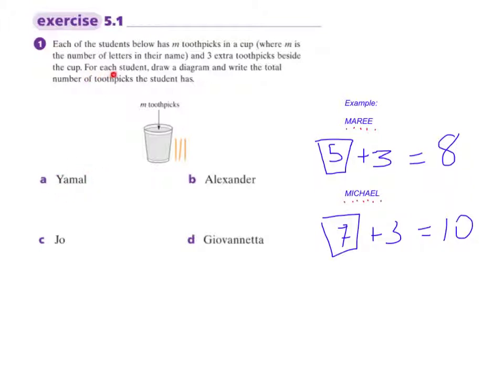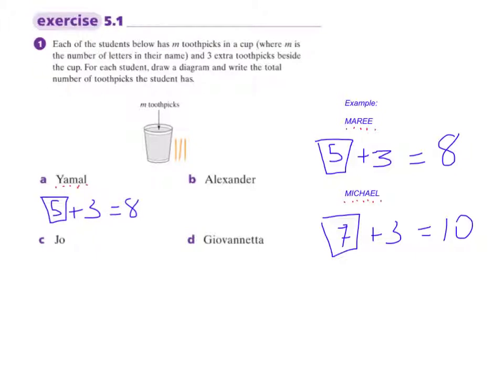Now it says for each student, draw a diagram and write the total number of toothpicks the student has. So how I've done it here is the setting out that I expect. So what we've got is Yamal. How many letters has Yamal got? He's got 1, 2, 3, 4, 5. So I would draw my cup with my 5 plus my 3. That's going to equal 8. So Yamal's got exactly the same as me.